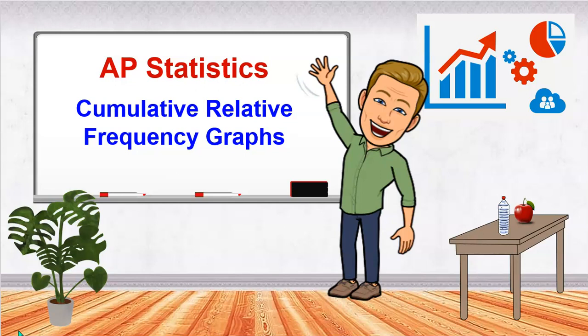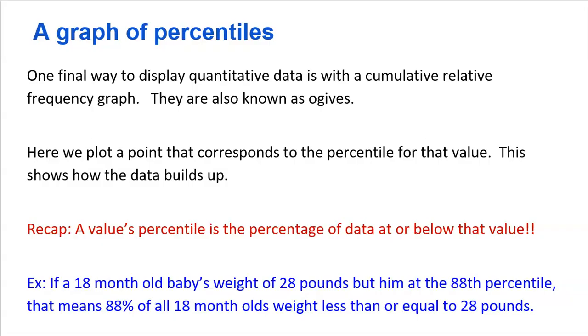Ugh, a really long, ugly name for something that's actually pretty simple. This is basically a graph of percentiles. One final way that we could display quantitative data is with a cumulative relative frequency graph. It's a graph of percentiles. They're also known as ogives.